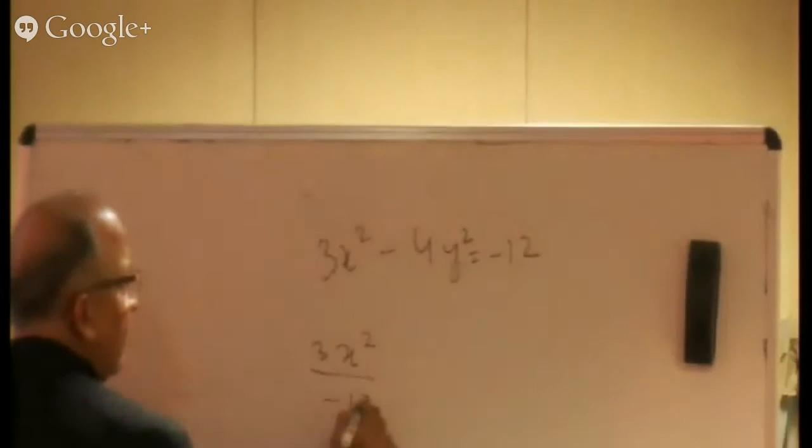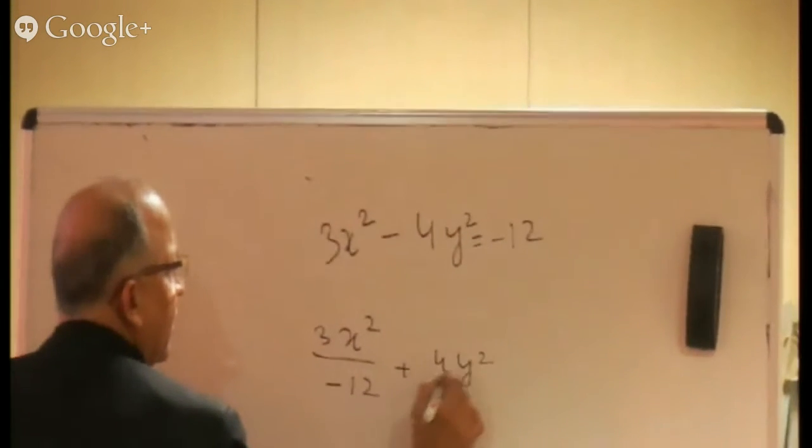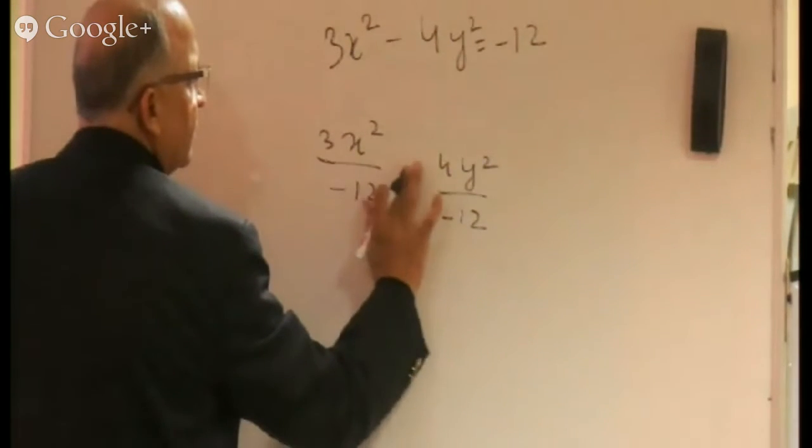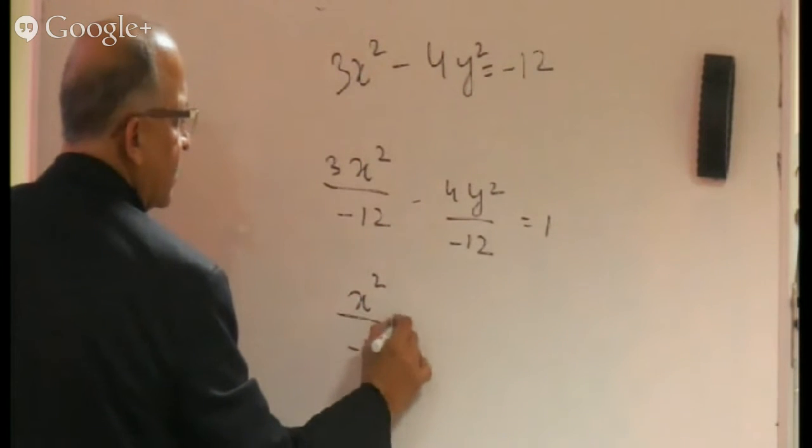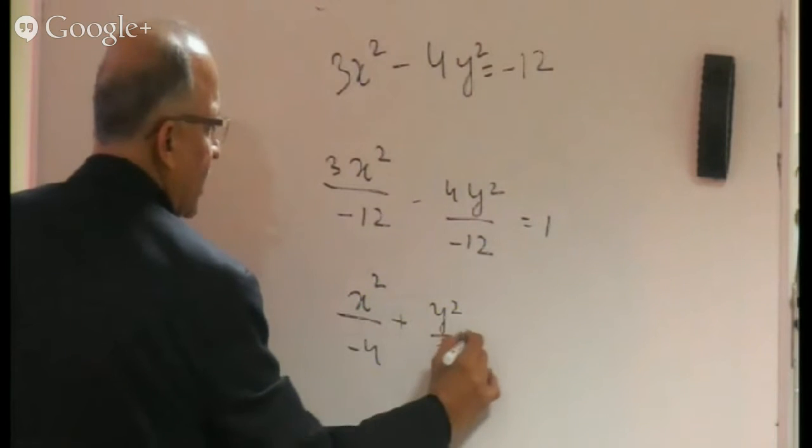Let's see the next question. This should be simple. The eccentricity of the hyperbola is to be obtained given its equation: 3x square minus 4y square is equal to minus 12. When I divide by minus 12, what I get is x square upon minus 4 plus y square upon 3 equal to 1.